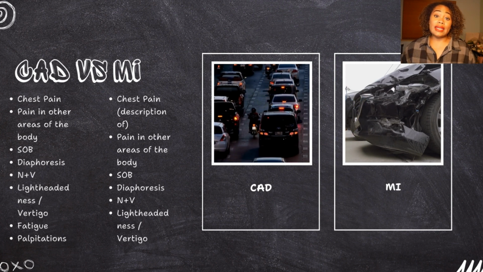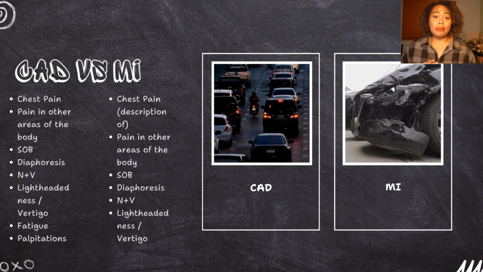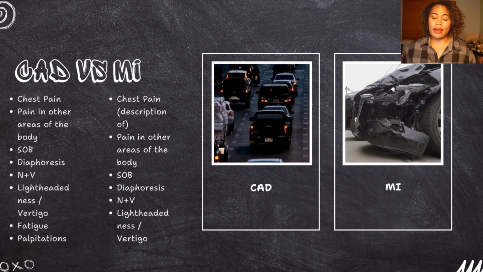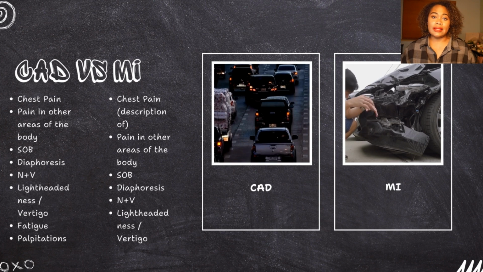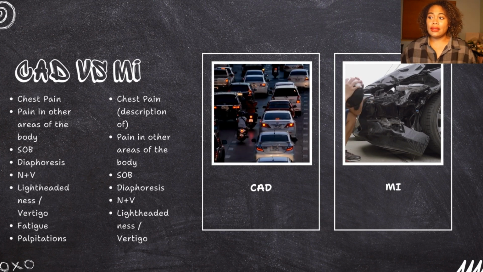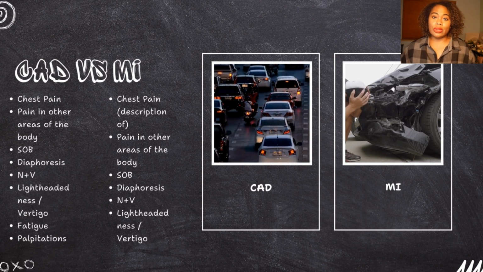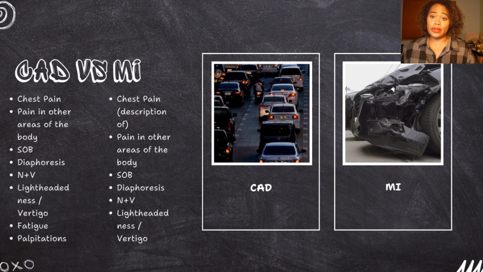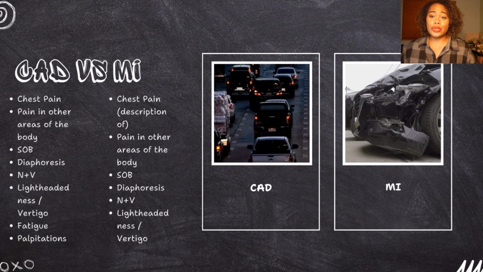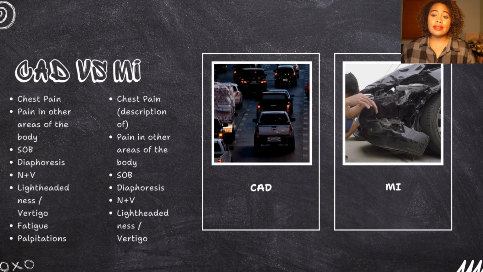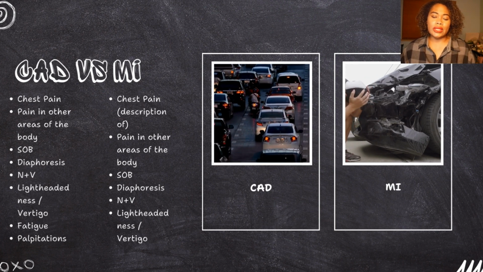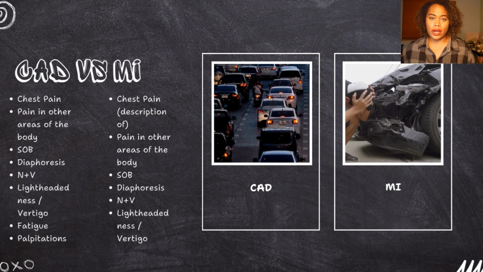Now with an MI, it is sudden. It is a blockage. It's a sudden standstill. If we were talking about traffic, plaque has totally blocked that lumen, and that accident is totally shutting down the freeway. You will notice that the symptoms are very similar, and the extra two that are on coronary artery disease are fatigue and palpitations. So it's not uncommon to see fatigue and palpitations with myocardial infarction as well.